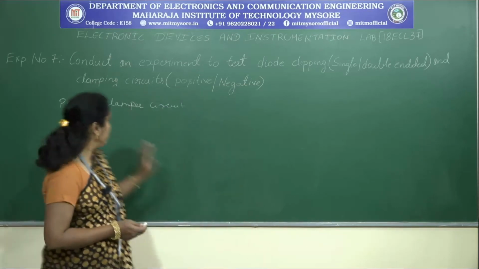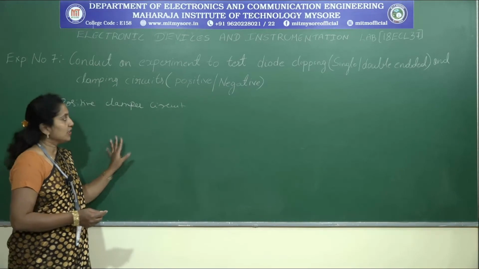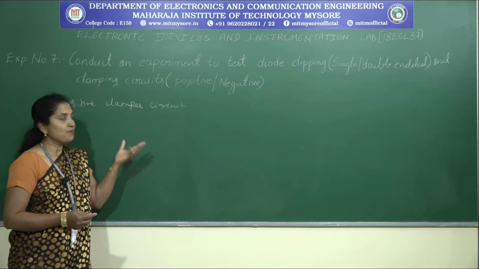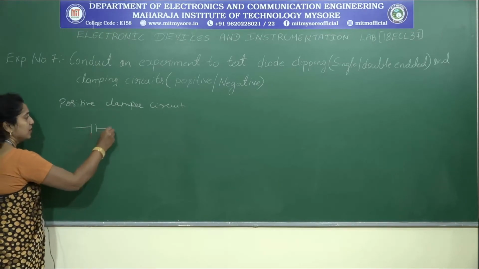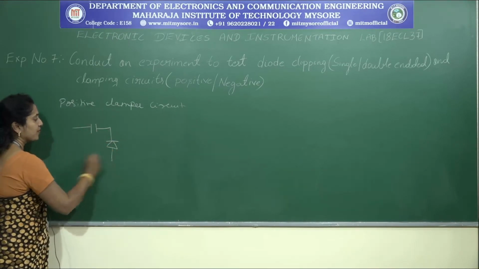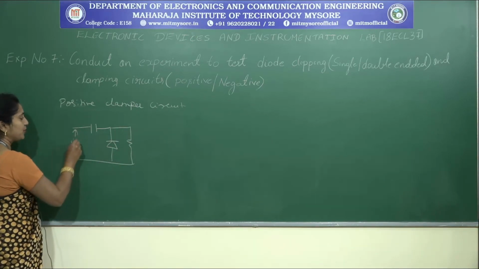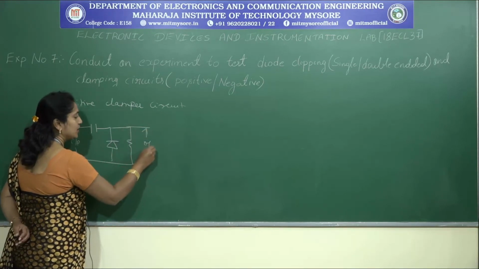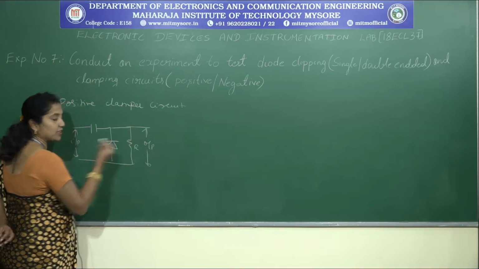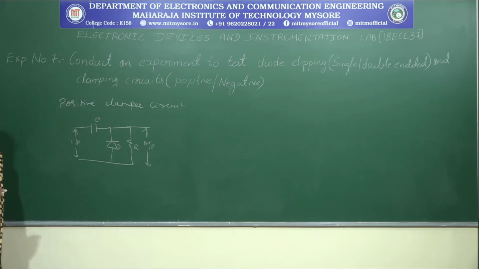Now we will learn about the positive clamper circuit. So I have told you already the clamper circuit you are going to construct with a capacitor, a diode and a resistor. This is the input you are going to apply and this is the output. The resistor you are going to define as R, diode as D and the capacitor as C.